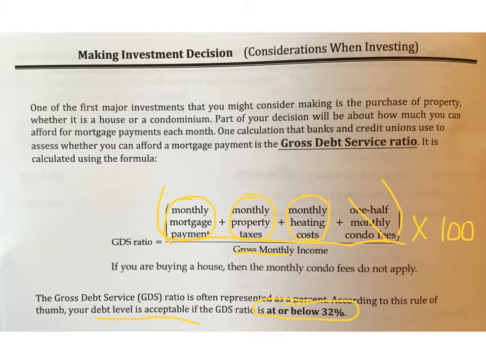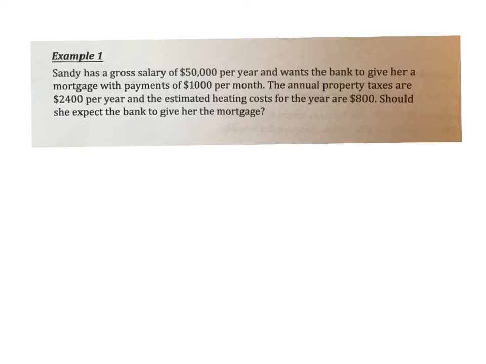Okay, so let's do a practice question. Sandy has a gross salary of $50,000 per year. She wants the bank to give her a mortgage. Her payments are going to be $1,000 per month. The annual property taxes are $2,400 for the year, and the estimated heating costs for the year are $800. So should she expect the bank to give her the mortgage? These questions require a yes or no answer, and then a statement to back up why the yes or no. So we're looking at the salary or the income.